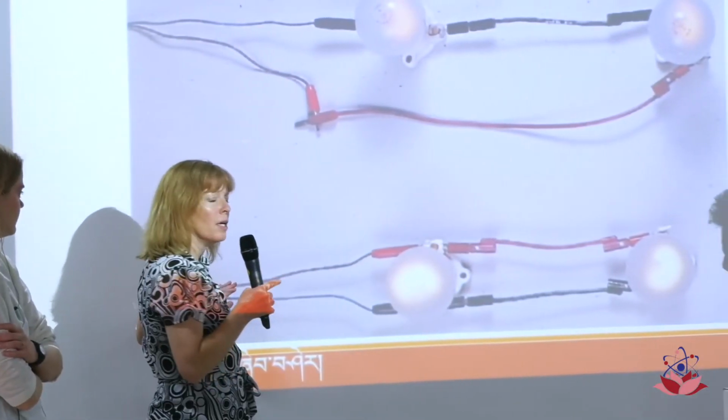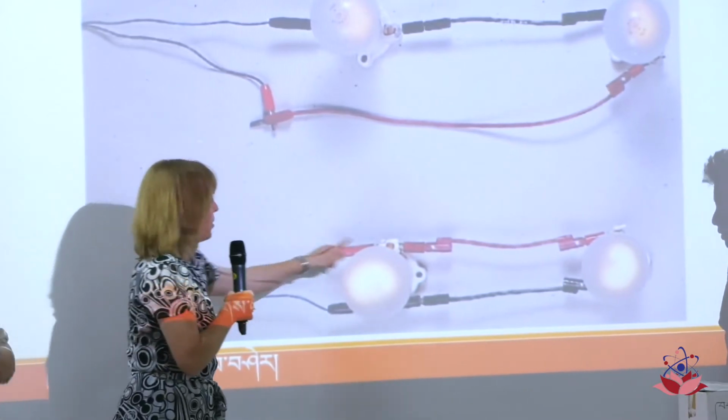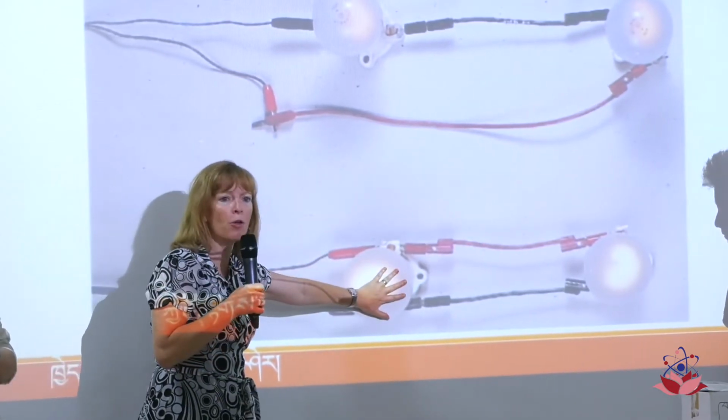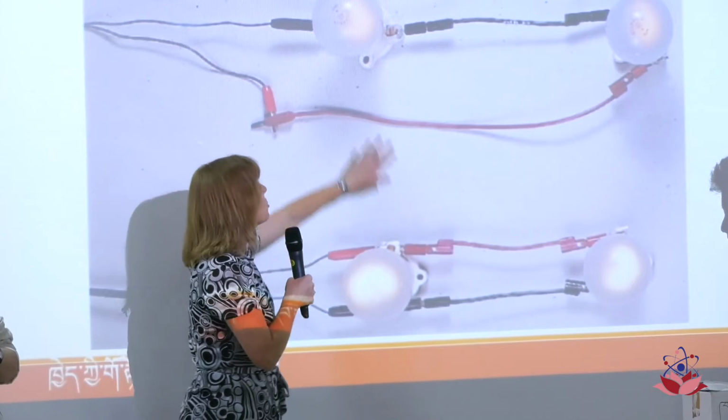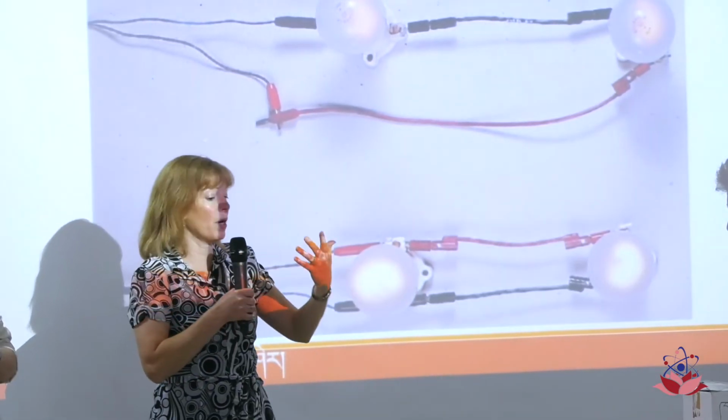Whereas down here, it only goes through one light bulb before it gets back, so it leaves all 3 here. And the more voltage, the more energy it has, the brighter the bulb.